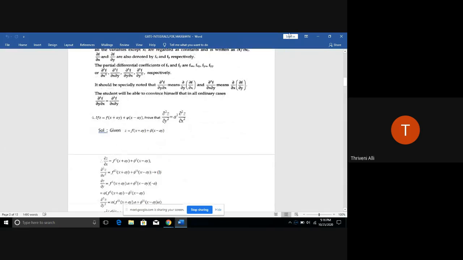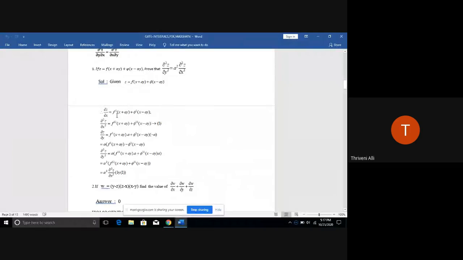That is, if z equal to f of (x plus ay) plus phi of (x minus ay), prove that... Or they'll ask a question like, if z is a function f of (x plus ay) plus phi of (x minus ay), then find dou square z by dou y square. Okay, like that they'll ask. So first, partial differentiation with respect to x, that is dou z by dou x is f dash of (x plus ay) plus phi dash of (x minus ay), into 1 in both functions.